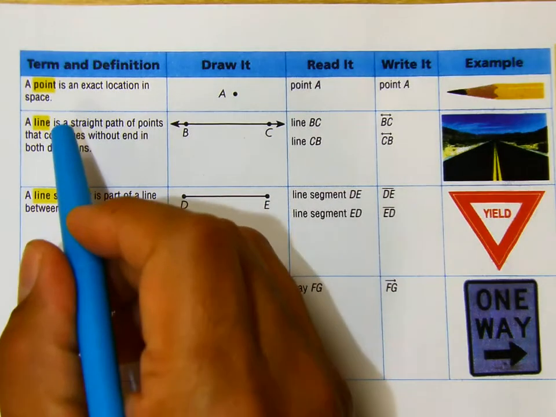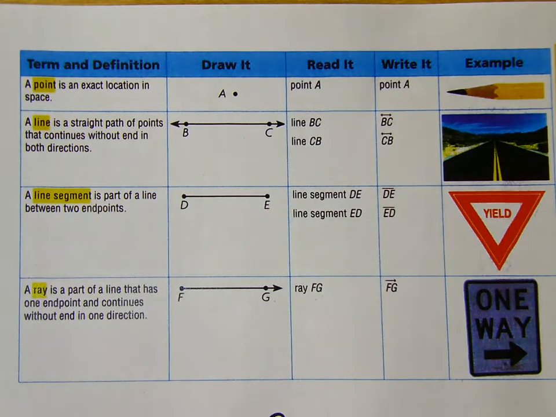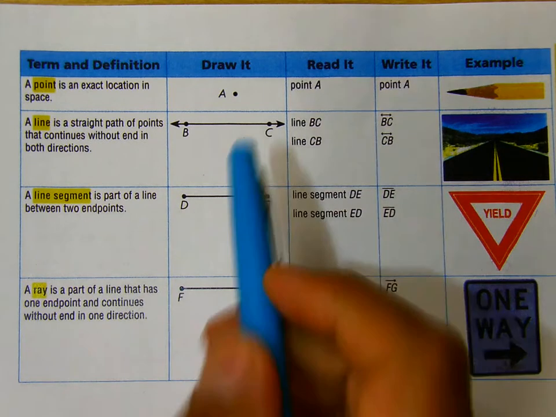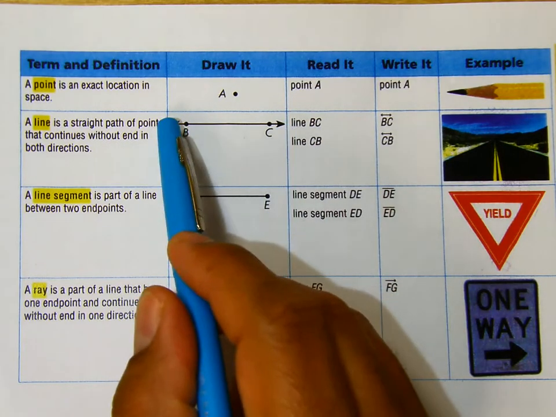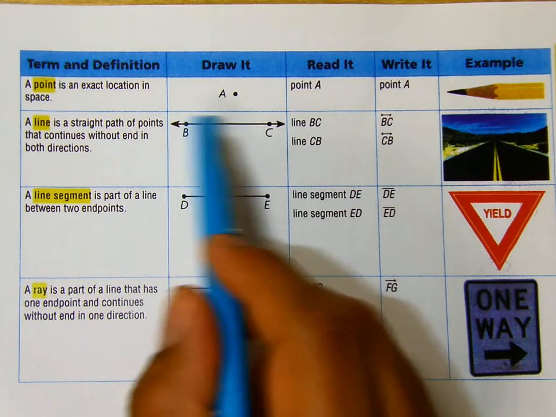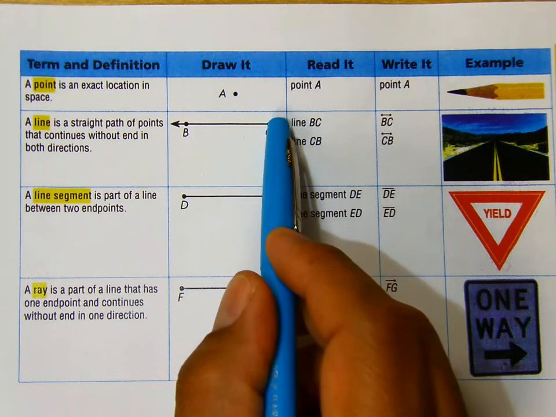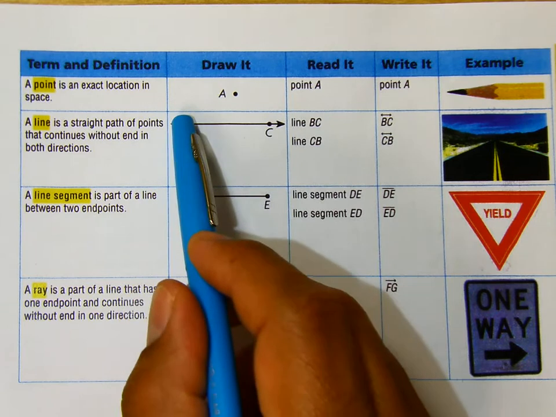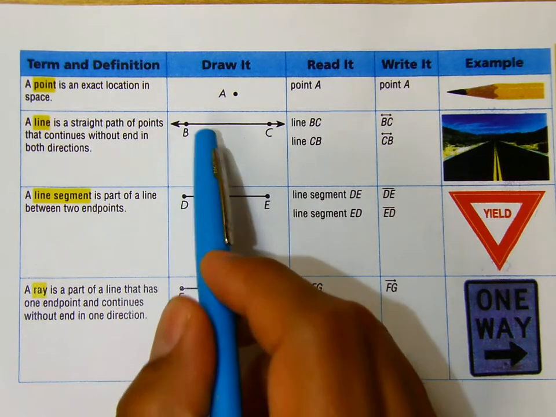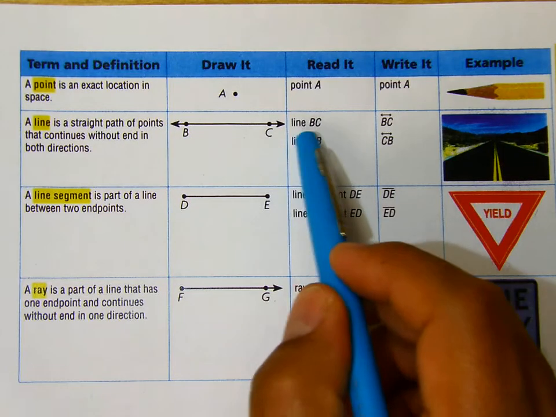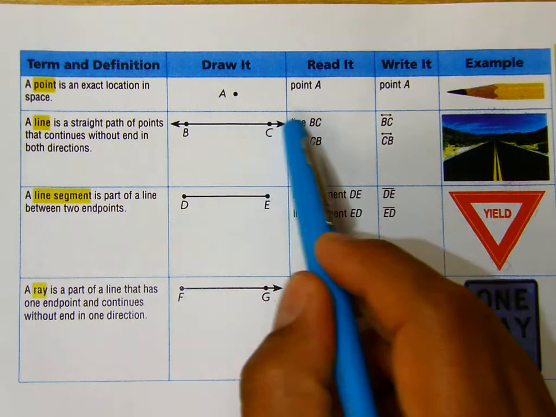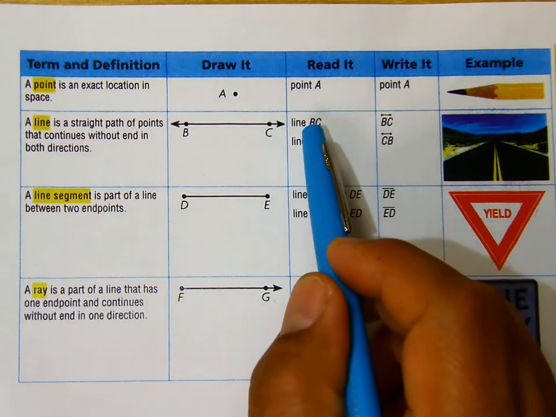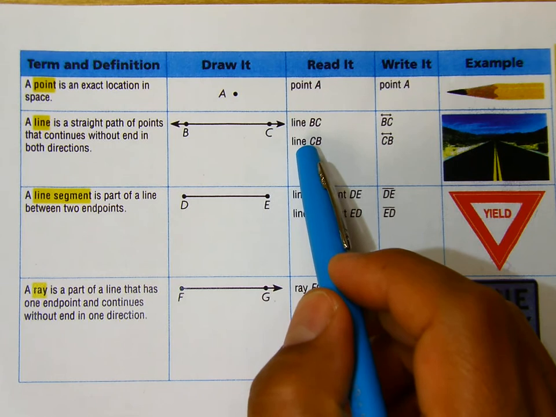The next term is line. A line is a straight path of points that continue without end in both directions. So the line is between points. So this is point B and point C. So this line goes on without end in both directions. That arrow represents that the line is infinite going that way and it's infinite going this way. So the way we read it, this could be line BC, or it could be line CB, because the line could either be going this way or that way. So we can call it line BC or line CB.